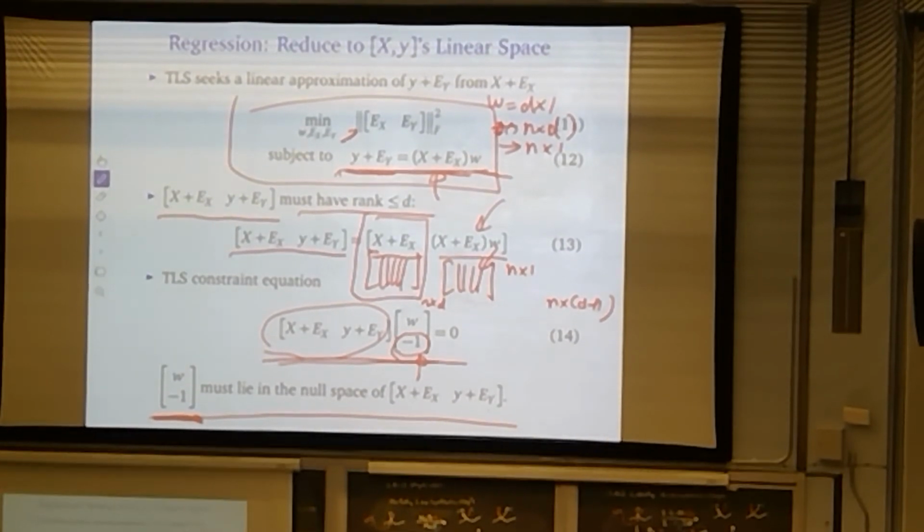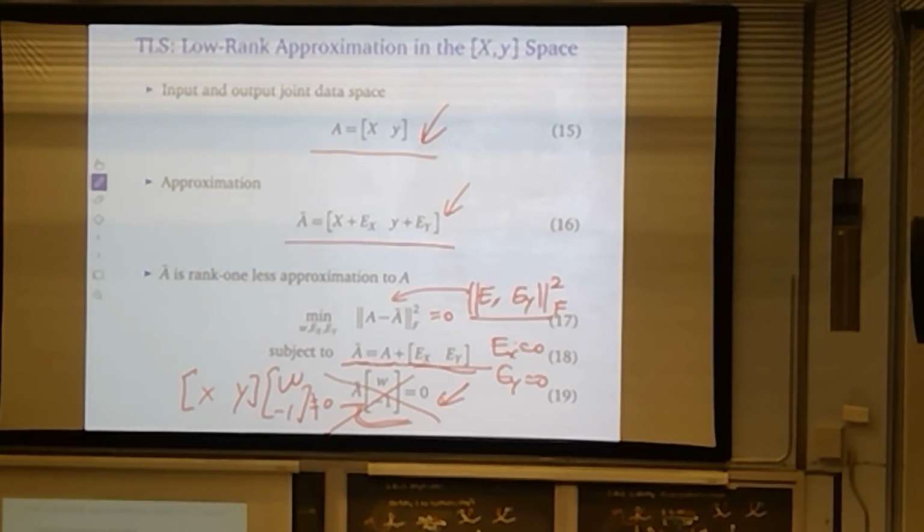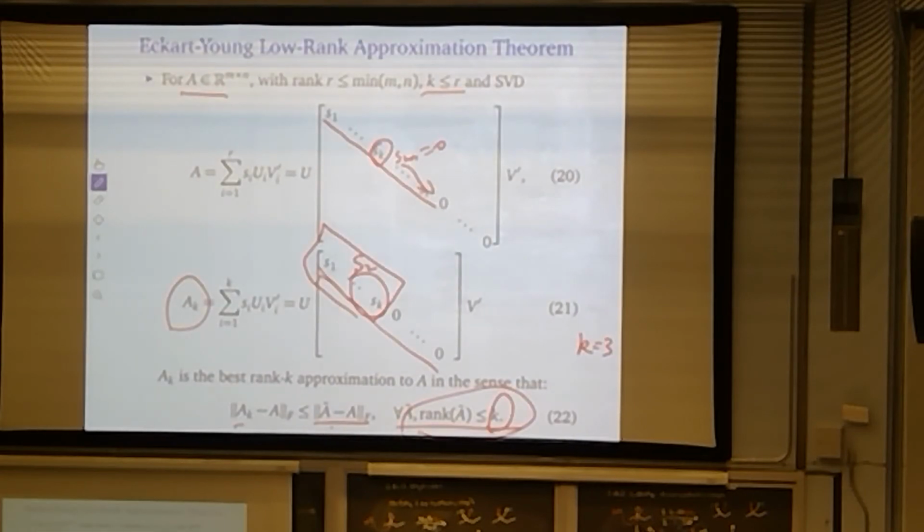I'm going to minimize this. Introducing this approximation explicitly, I'm minimizing the difference between the approximator and the original A. I want this to be minimum, subject to these constraints. This is just the adjustment to be made, and this is causing this to lose one rank. Got it? And then we just apply this Eckart-Young low rank approximation theorem, and the rest follows.